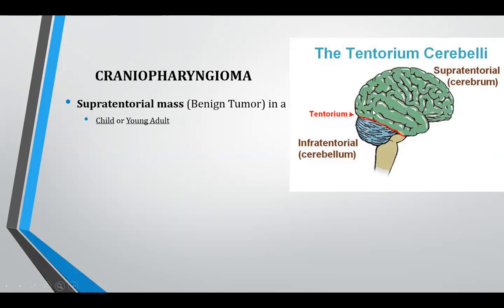The tumors which are above the tentorium cerebri are called supratentorial tumors, and the tumors which are below the tentorium cerebri are called infratentorial tumors. So craniopharyngioma is a supratentorial mass or tumor, and this is a benign tumor. It usually arises in children or in young adults. Most of the children's tumors are infratentorial, but this is an exception. The craniopharyngioma is a supratentorial tumor in children.